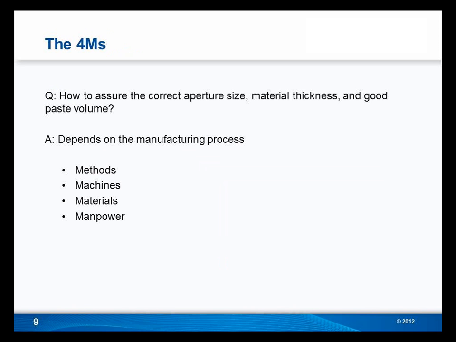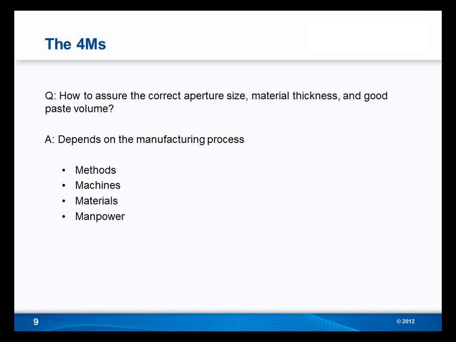Sweet. So now in relation to area ratio, how do we assure that we're getting the right amount? Well, we've got to make sure we have the correct aperture size, correct material thickness, as we mentioned, and good paste volume. So what influences that? Well, it's the manufacturing process. Now, we have a little thing we like to call the 4 M's of manufacturing. Many of you may be familiar with this. So, Anna, why don't you walk through the 4 M's and explain what they are?